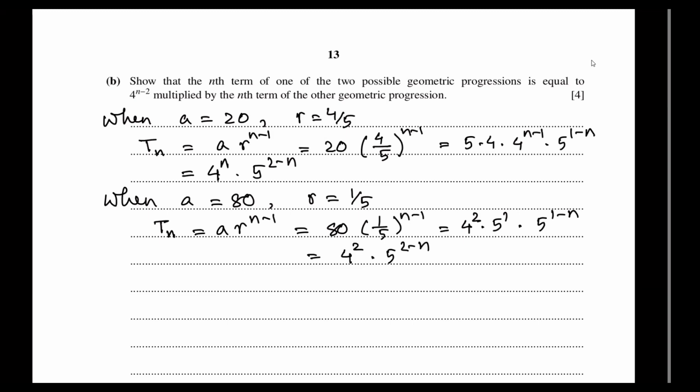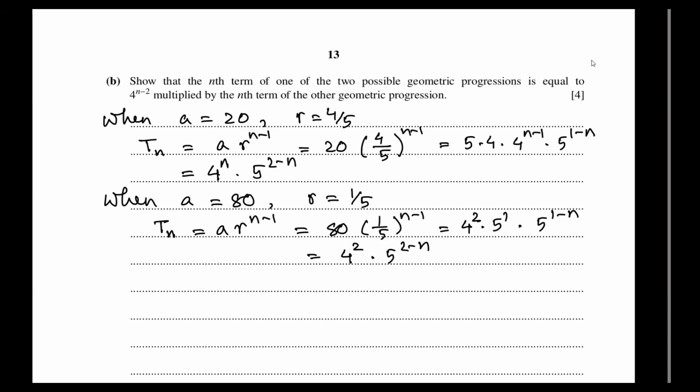If you look at the power of 5, both expressions have the same power of 5. But in the first GP, where a equals 20, the power of 4 is n, and in the second GP, the general term has power 2 on 4. So we can consider the first sequence has the higher value of the general term compared to the second.